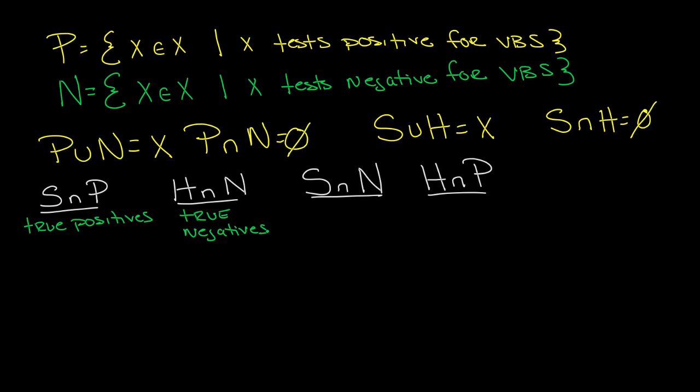Okay, these next two are ones which we would prefer not exist. We would really prefer that the next two sets were empty. They almost never are. So S intersect N means you're in S, so you have the disease, but you're also in N, which means you tested negative. So these are what are called false negatives.